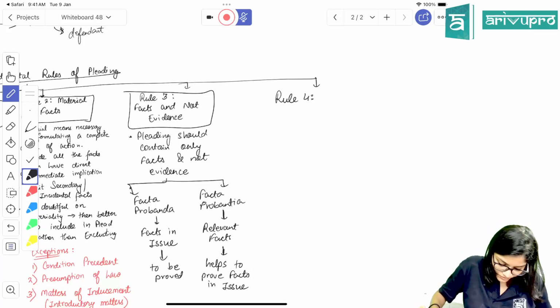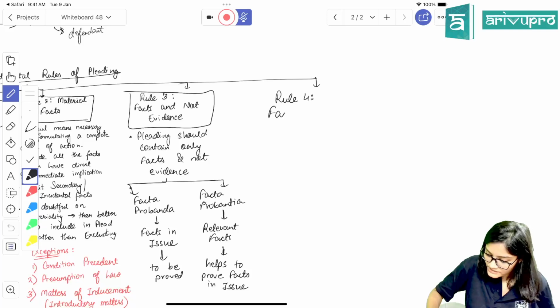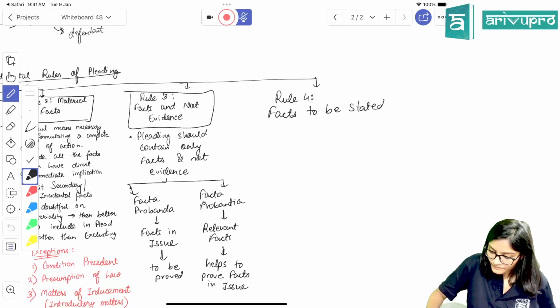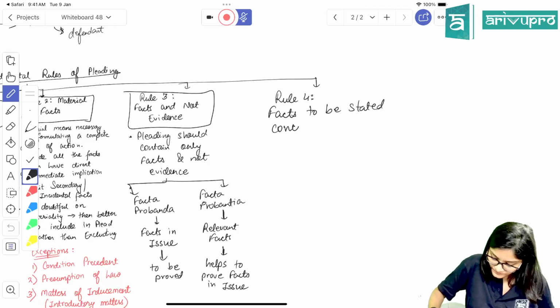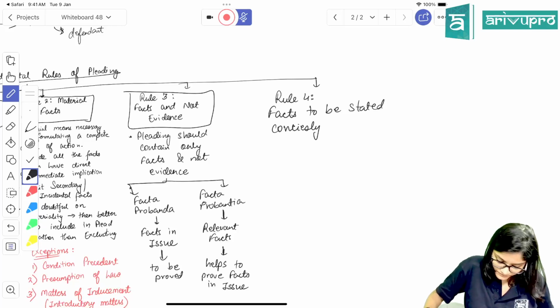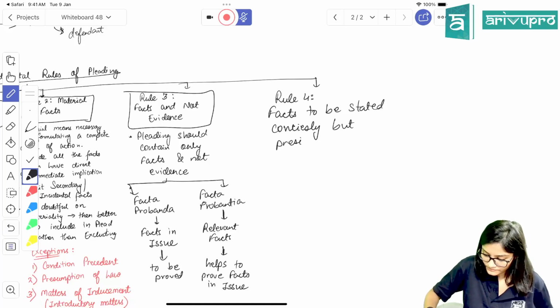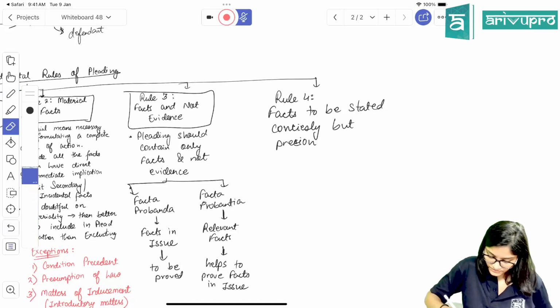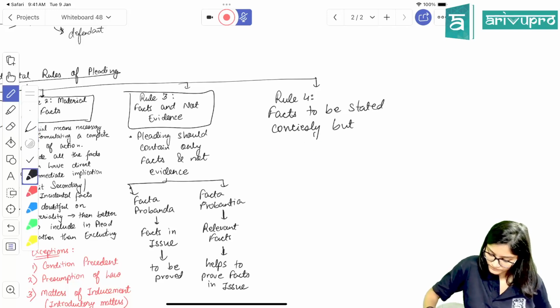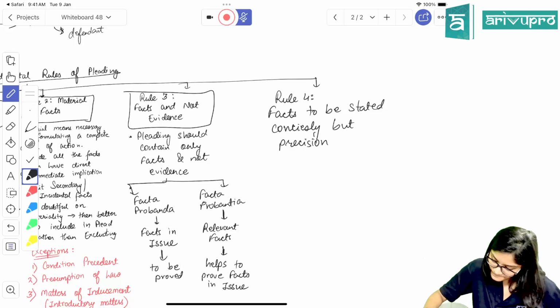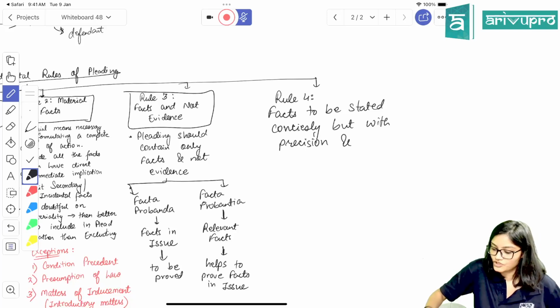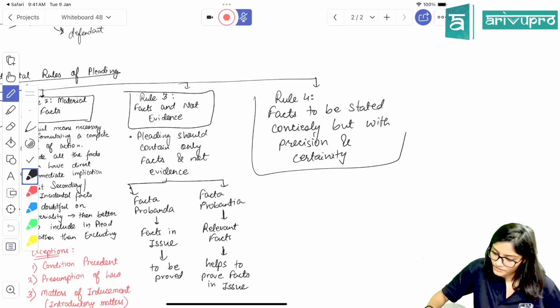Ma'am, what is rule number 4? That facts are to be stated concisely, but precision should be there, accurate. But with precision and certainty. That is your rule number 4.